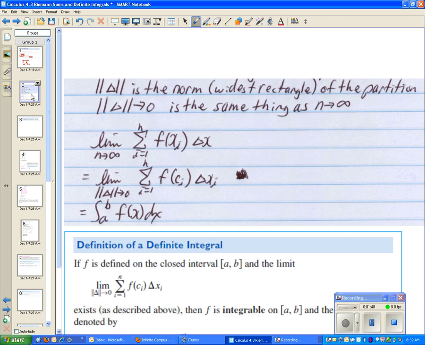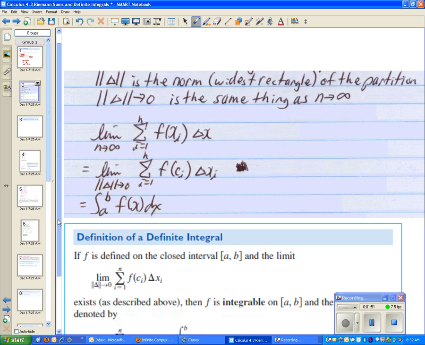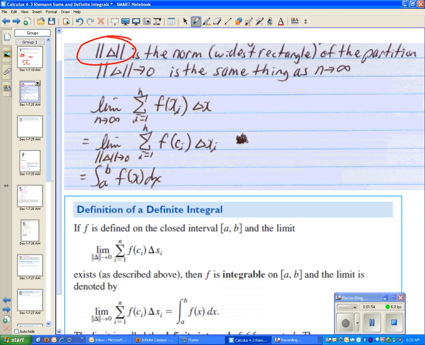Now here, if you use this kind of notation with the little double bracket absolute value looking thing, that's called the norm of the partition. And surprisingly, norm doesn't mean like average. It means widest. I don't know why, but it does. So that notation means the norm of the partition, which means the widest rectangle of the partition, which means if you have different delta x's, that would be the biggest delta x.